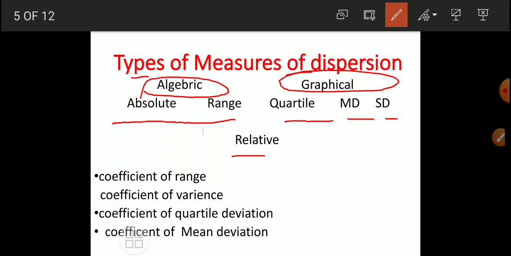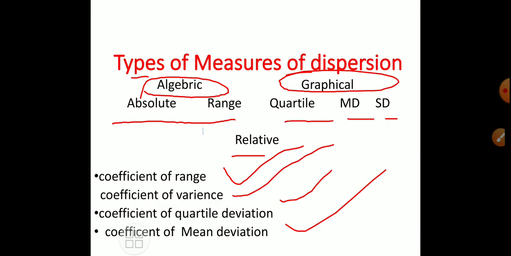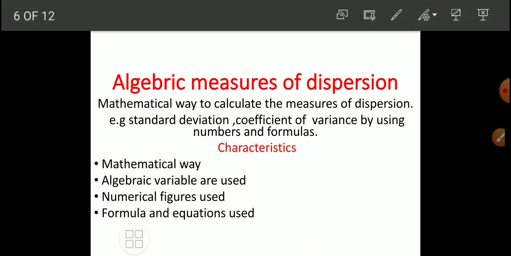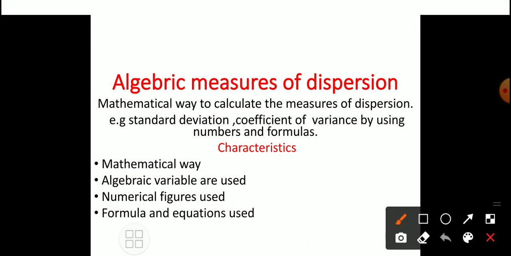Algebraic and graphical representations. Now, coefficient of range, coefficient of variation, coefficient of quartile deviation, coefficient of mean deviation. So these all are the types of the measures of dispersion. Now, algebraic measures of dispersion.